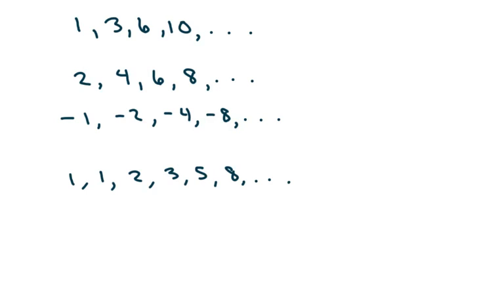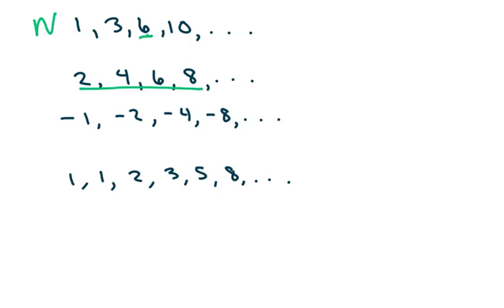This one, we don't have a common ratio. I can multiply 1 times 3, but 3 times 3 is not 6. And I can add 2 to this, but I can't add 2 to this. So this one's neither. This one has no common difference or common ratio.